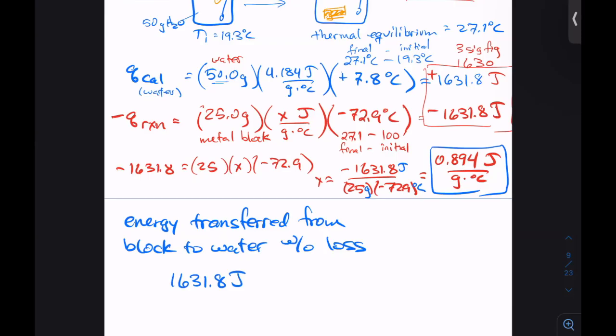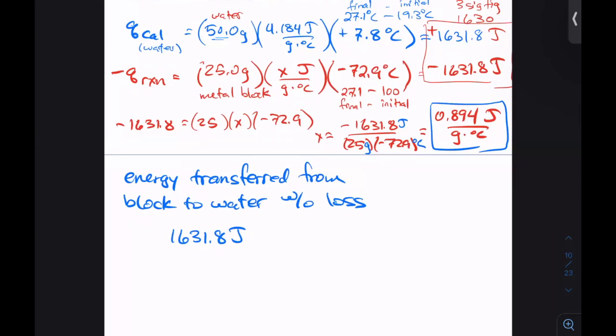So we could have also solved this same problem by just saying that whatever happens in the calorimeter, that amount of energy is the same as the amount of energy that's happening in the block without having to worry about the direction of flow. Just to show you, the math like that would look like this. The calorimeter side, we know is 50 grams times the specific heat, 4.184 joules per gram degrees Celsius. And that change in temperature was 7.8 degrees.